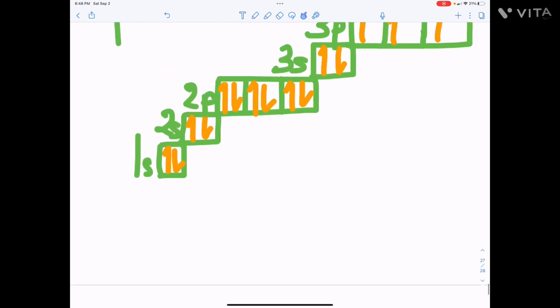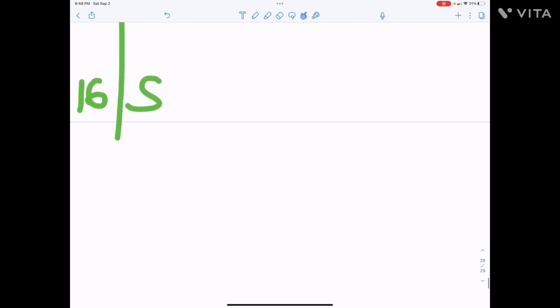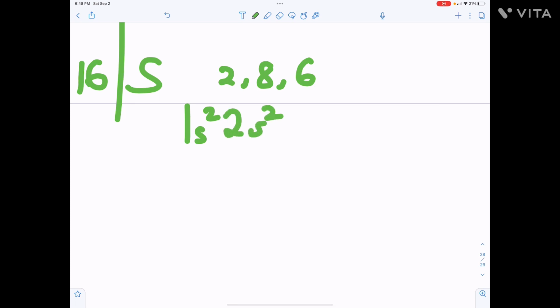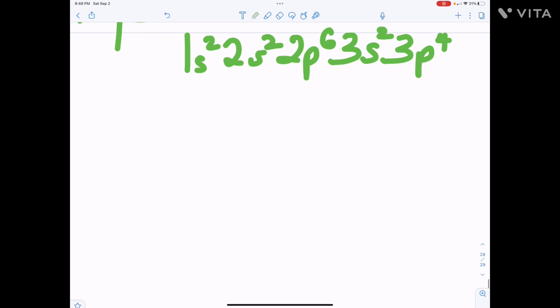Next is what? Sulfur. 16 sulfur. An atom of sulfur has 16 electrons. That's 2, 8, 6. So its quantum electron configuration is 1s2, 2s2, 2p6, 3s2, 3p4. That's the quantum electron configuration of sulfur.